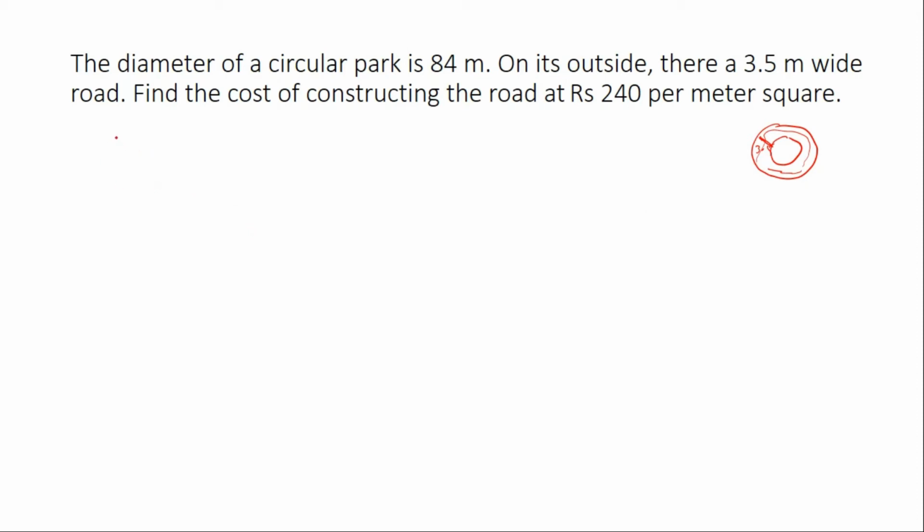diameter is given 84 meter. So radius of circular park will be 84 by 2, that means 42 meter. That means from this point to here.